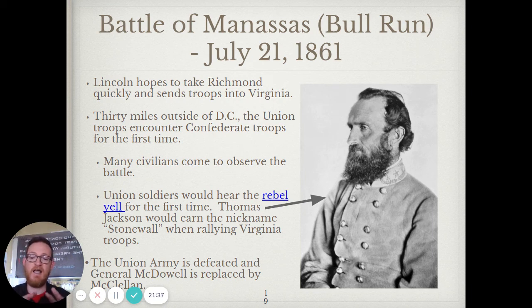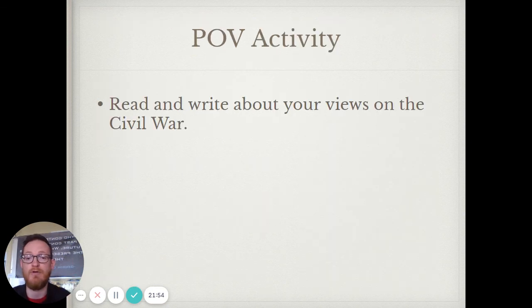In response to this, Lincoln is going to fire General McDowell and replace him with General McClellan. This is going to be a common trend of the Civil War, that Lincoln had a really tough time finding a good Union general during the war, and he's going to constantly be rotating through generals.